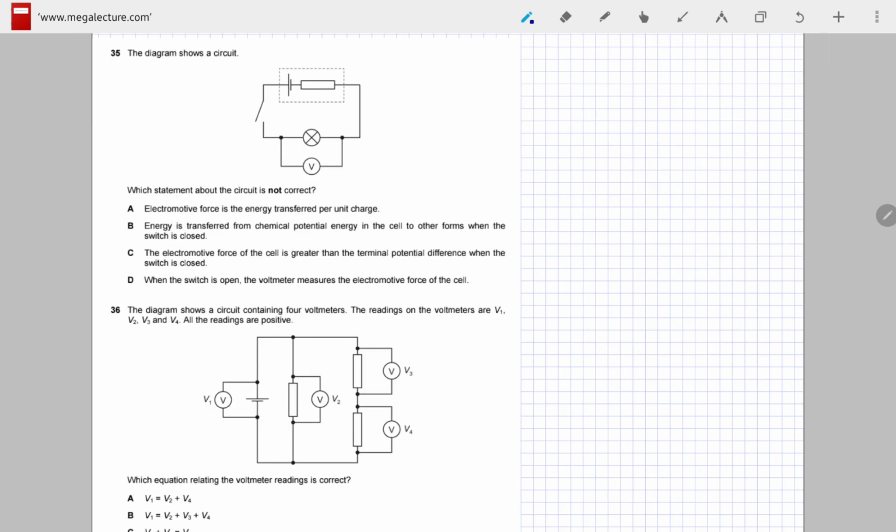Moving on to question number 35, we have a circuit, and we're asked which statement about the circuit is not true. So let's start from A. Electromotive force is the energy transferred per unit charge. So we know that's true. B. Energy is transferred from chemical potential energy in a cell to other forms when the switch is closed. That is obviously true. And C. The electromotive force of the cell is greater than the terminal potential difference when the switch is closed. So we know that's true as well. D. When the switch is open, the voltmeter measures the electromotive force of the cell. Well, that's incorrect, right? Because when the switch is open, there is no measurement taken as the circuit is incomplete. So the correct answer to this is option D.